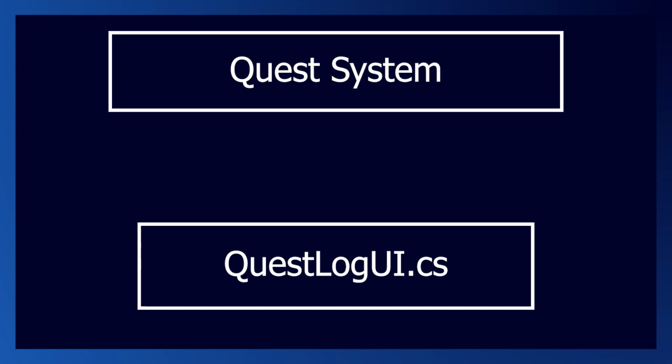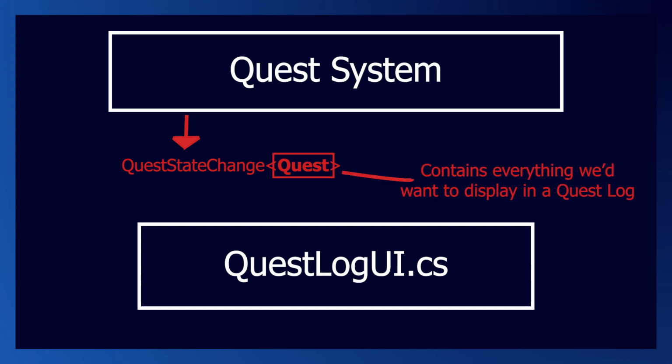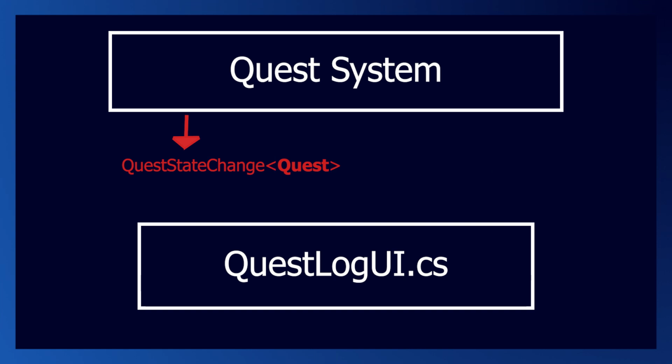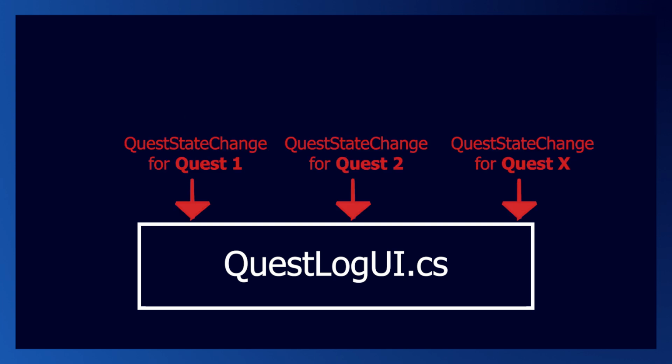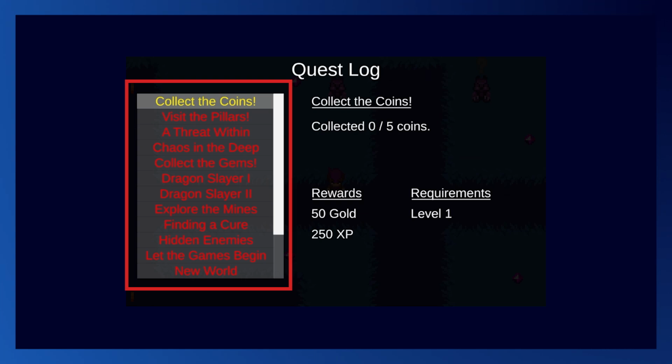For context, the quest system we're using sends out a Unity event called quest state change anytime a quest changes, which includes when the game first starts up and that quest gets initialized within the quest management system. And that event passes along the quest object for the quest that changed, which is a custom data structure that contains all of the relevant information that we'd want to display in our quest log. So our quest log UI script can simply subscribe to that event, and then when the game starts up, it'll receive a quest state change event for each quest in the game, which we can use to initialize all of the buttons in the quest log scrolling list.